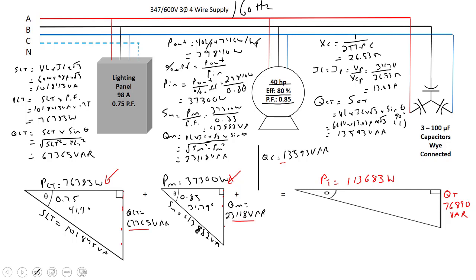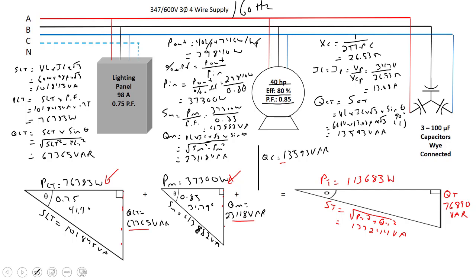Now that I've got my VARs and my total true power, I can go ahead and calculate my S total of the circuit. For the S total, I'm going to use the Pythagorean theorem. I've got my adjacent and my vertical, so I'm going to take my P total squared plus my Q total squared and square root the whole thing. My S total will come to 137,244 VA. So that's the total apparent power.